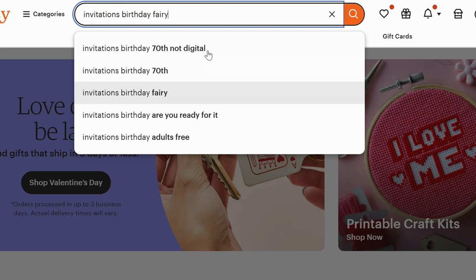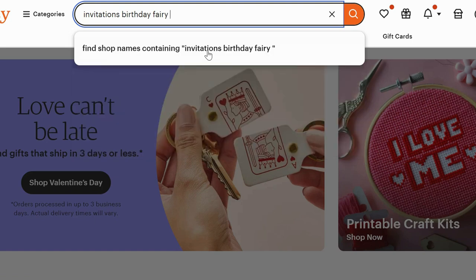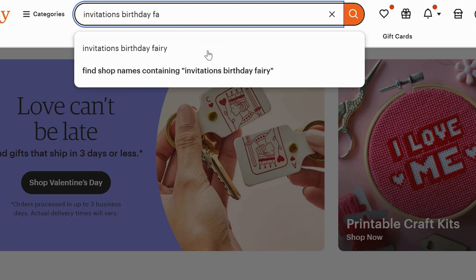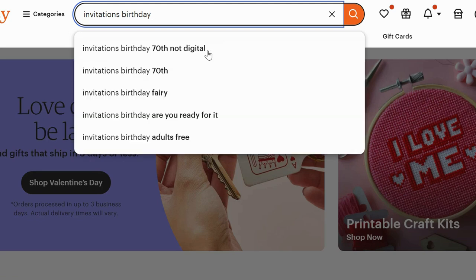So let's go with invitations birthday fairy. Then we add another space there and see if anything else comes up. At the moment, nothing else has come up. So let's now go back. Let's go to 70th, because what we might want to see is, okay, I want to make an invitation for a 70th birthday, but what type of invitation?